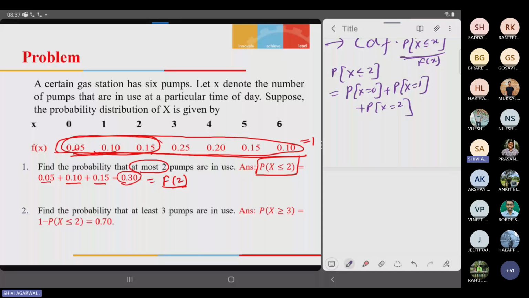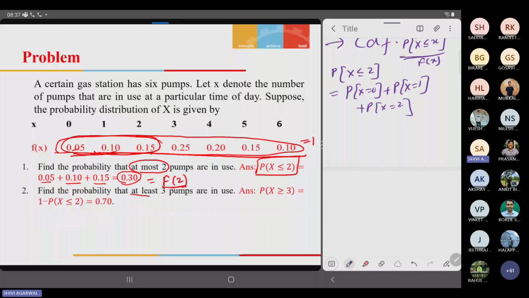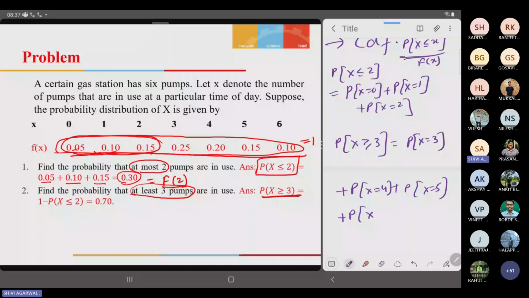Now the next question is, find the probability that at least 3 pumps are in use. At least 3 pumps means what? 3 or more. Okay, so probability when x is greater than or equal to 3. So it means probability when x is equal to 3 plus probability when x is equal to 4 plus probability when x is equal to 5 plus probability of x is equal to 6. So this is more computed value.